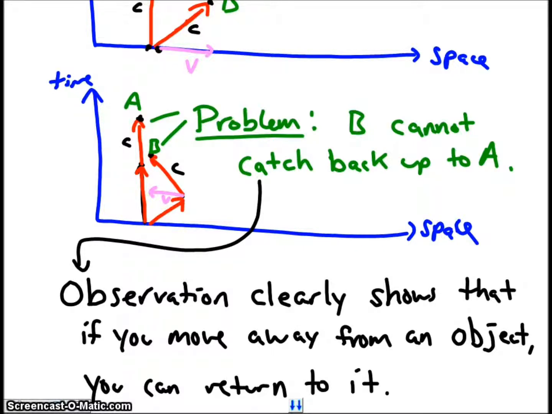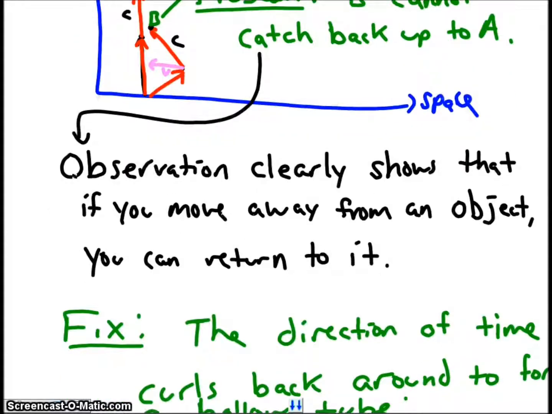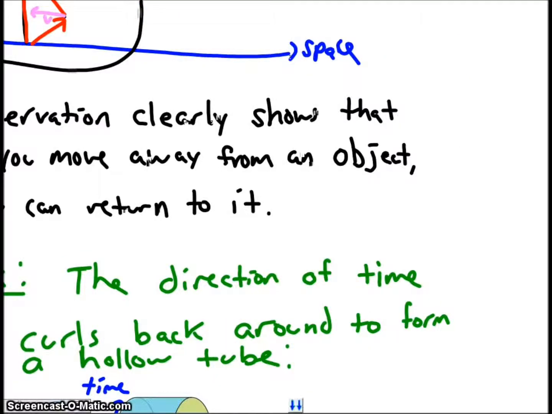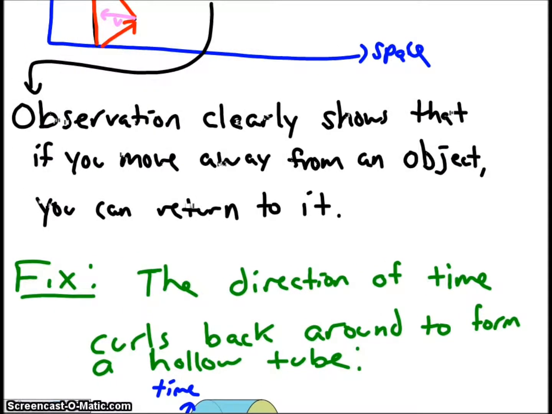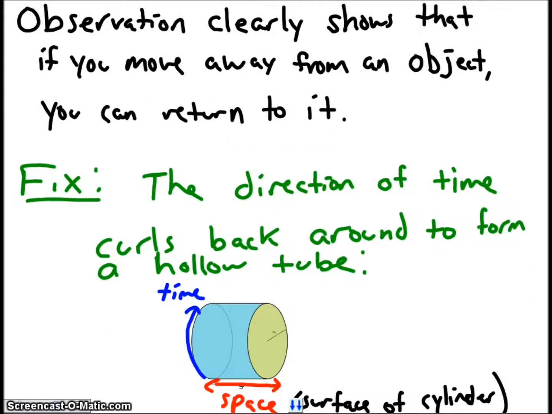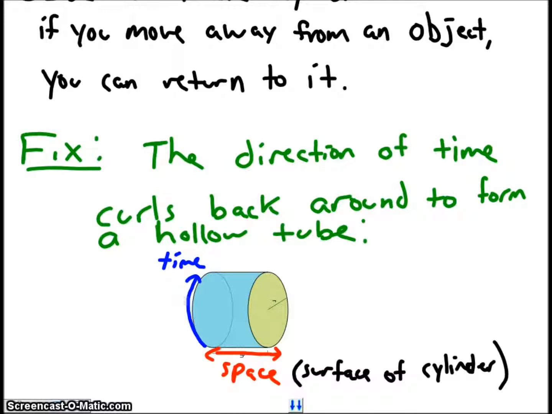So to overcome this issue, I'm proposing that the direction of time actually curls back around to form a hollow tube. And I have no idea what the radius of this tube would be, but in this way, when rocket ship B goes away from rocket ship A, it keeps moving forward in time at speed c, but it's continually coming back around to where it was before, because the time dimension is circular. So I imagine that the space-time looks like this. It looks sort of like a hollow cylinder.